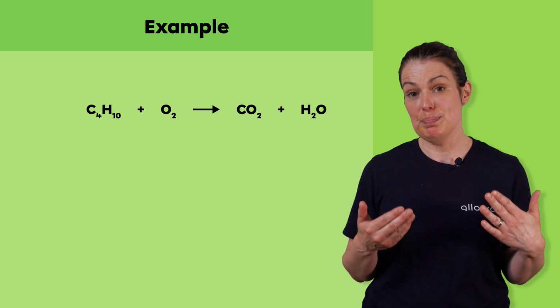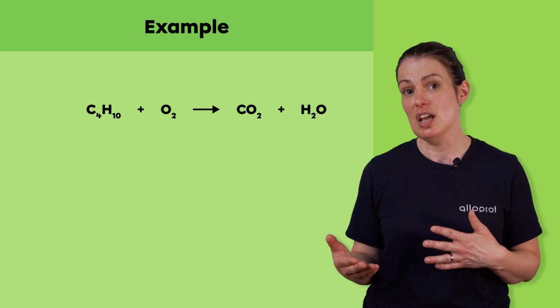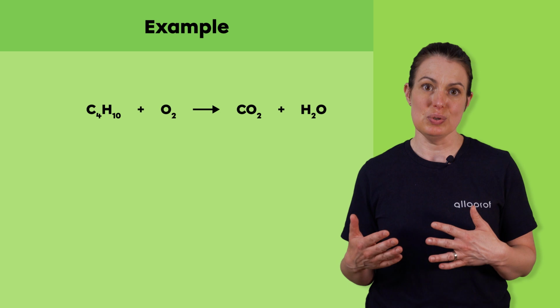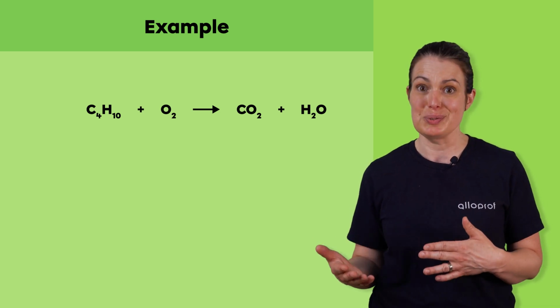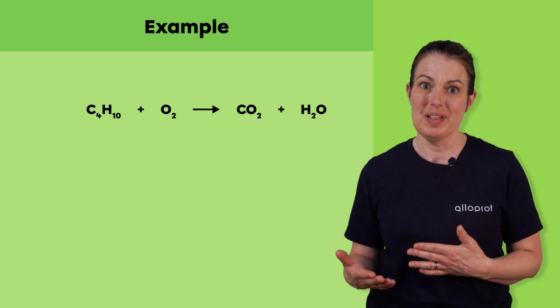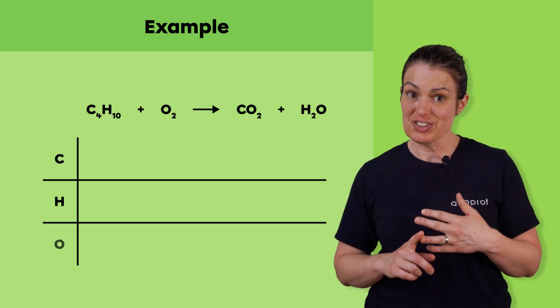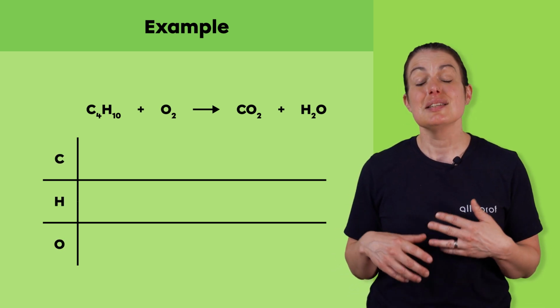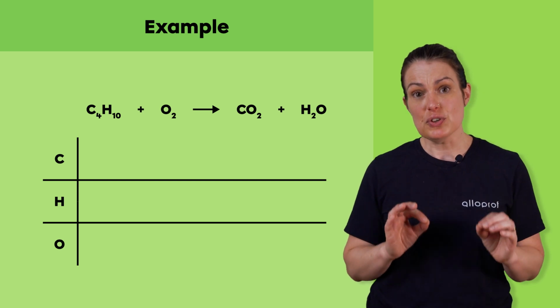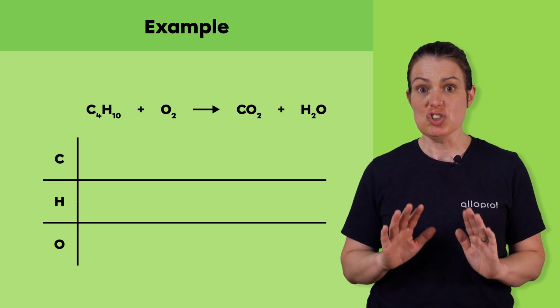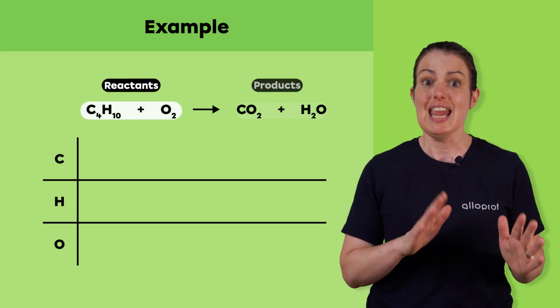In this reaction, butane, C4H10, reacts with oxygen, O2, to give carbon dioxide, CO2, and water, H2O. The atoms involved in this reaction are carbon, hydrogen, and oxygen. To balance the equation, we must first record the number of atoms of each type present on the reactant side and the product side.